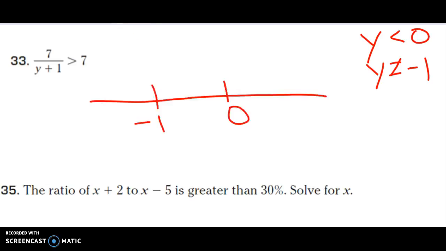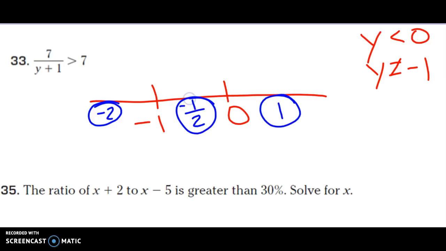Okay, so I've got my intervals. I'm going to pick a number that goes between those or outside of that. I'm going to go with -2 for this. We can only go between -1 and 0, so I'm going to have to go with -1/2. And then anything greater than 0, let's go with 1. That's easy. Okay, so we're going to check these numbers in here.